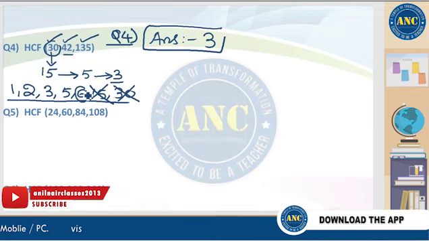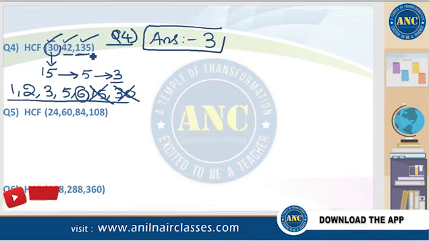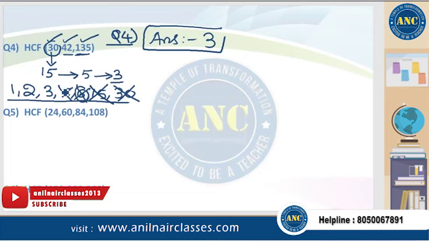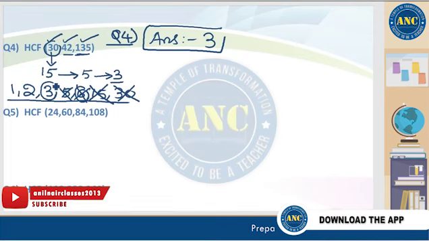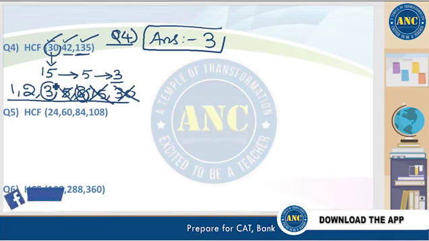I did not check it with 6. You have to check it with 6. 135 is not divisible by 6. 6 is out, 5 is out. So the next value is 3. I hope it is clear.